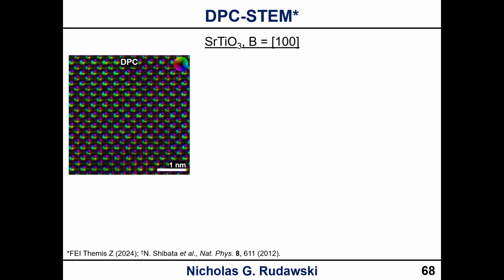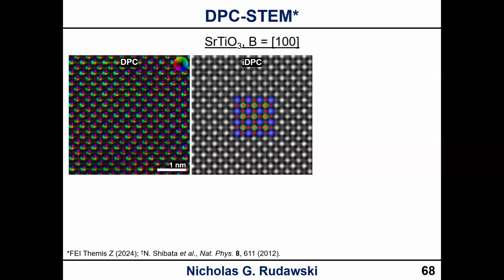So again, we can go from black to peak blue. Black would be no magnitude, peak blue would be maximum magnitude. So this is what we're seeing here. If we take the integral of this, we get IDPC, so now we have positive contrast of the atoms. What we can see now is we have 3 sets of bright atoms on here. So we are now able to visualize the oxygen columns here. IDPC allows us to do that, whereas we could not do that before with HAADF.